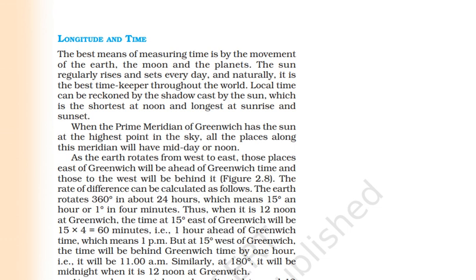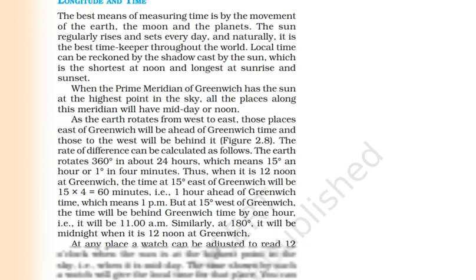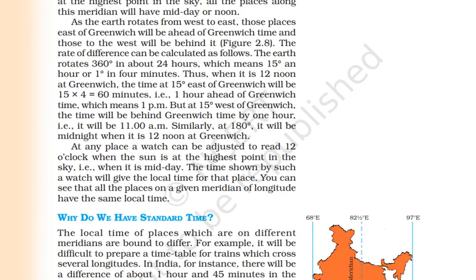But at 15 degree west of Greenwich, the time will be behind Greenwich time by 1 hour. That is, it will be 11 am. Similarly, at 180 degree, it will be midnight when it is 12 noon at Greenwich. At any place, a watch can be adjusted to read 12 o'clock when the sun is at the highest point in the sky. That is when it is midday. The time shown by such a watch will give the local time of that place. You can see that all the places on a given meridian of longitude have the same local time.